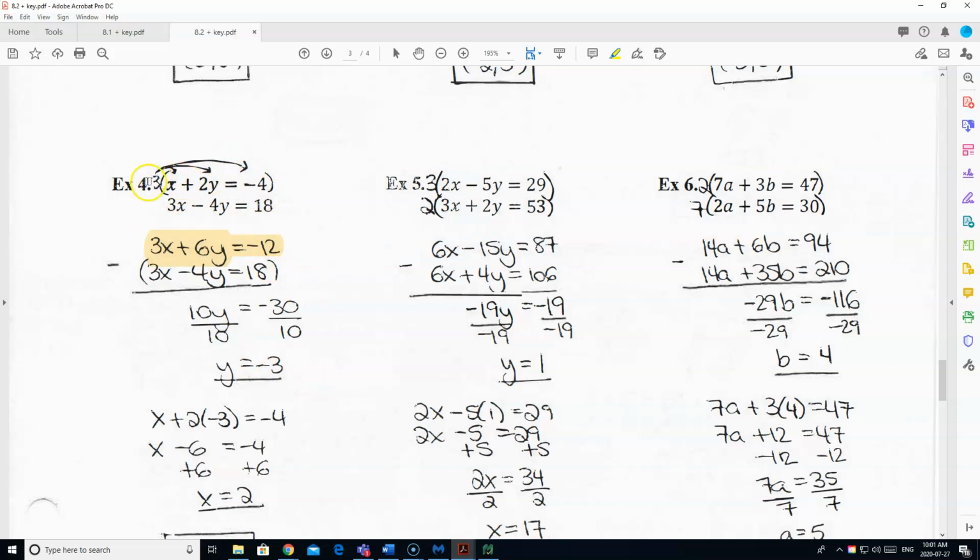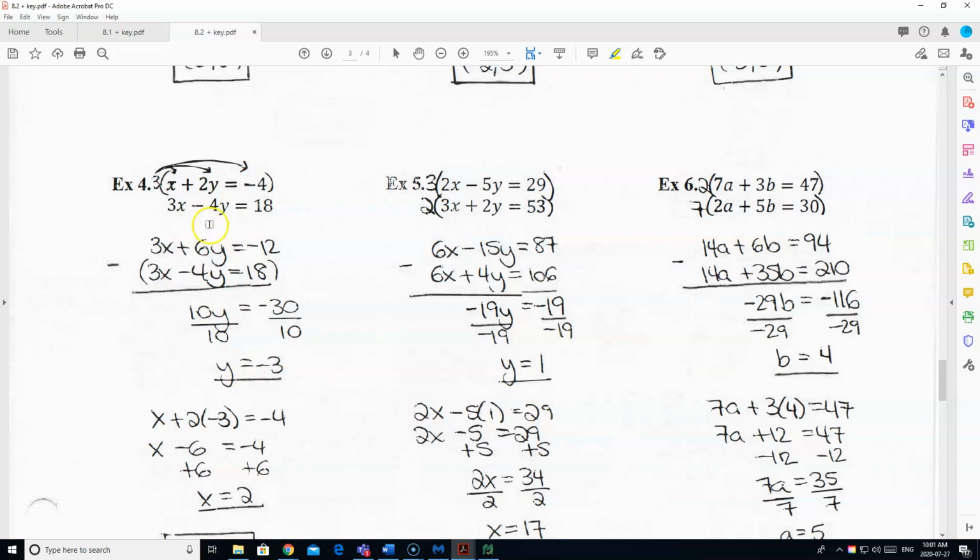So why did they choose to multiply by 3? Because if you multiply by 3, now you can see the x's are the same as in the second equation. Now we can either add or subtract, and in this case, we're going to subtract. So 3x minus 3x gets eliminated. Then you get 6y minus negative 4y, which is positive 4y, so that's how you get 10y. And negative 12 minus 18 gives you negative 30. So y is negative 3.